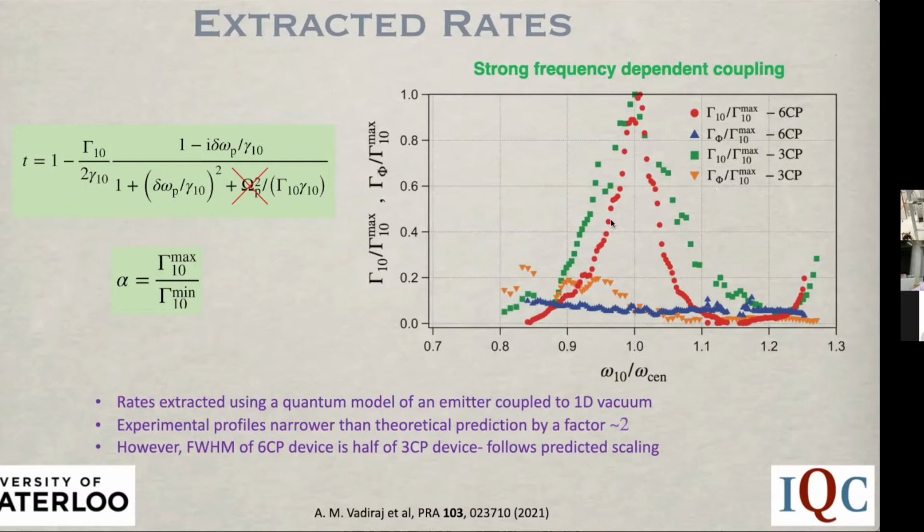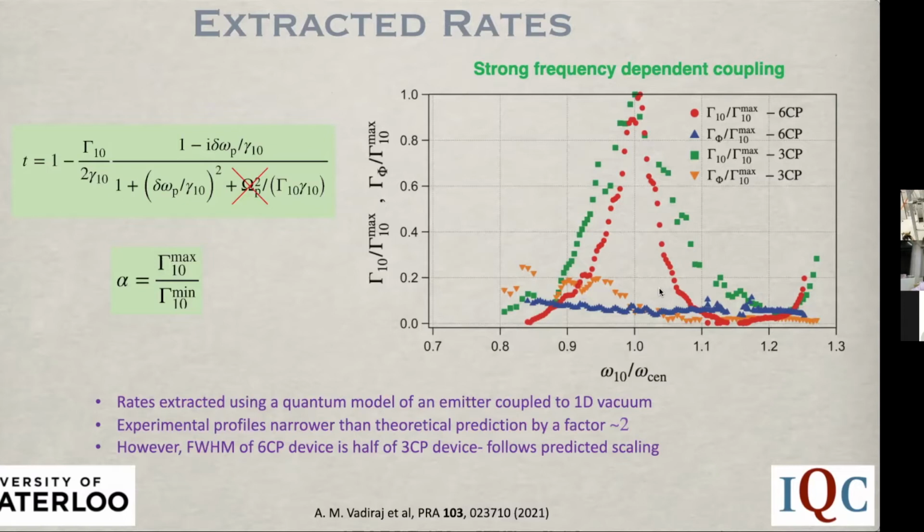So here we plot in red the coupling rate for the 6 connection point, and in green the coupling rate for the 3 connection point, and then we also have the dephasing rate. So we can say we get the qualitative result that we get this very strong modulation of the coupling rates. We can go from very high to very low. And we also see that we get roughly what we expect, which is a factor of 2 between the width of the 3 connection point and 6 connection point device.